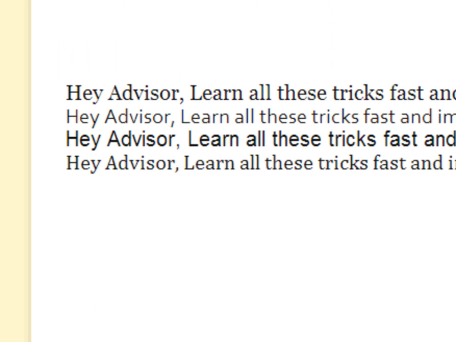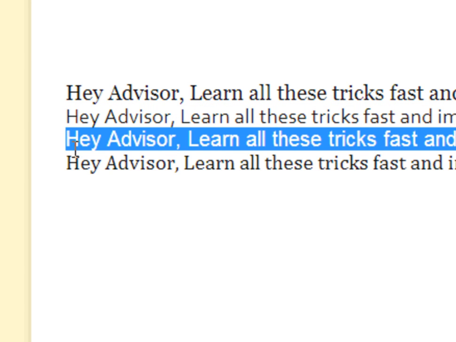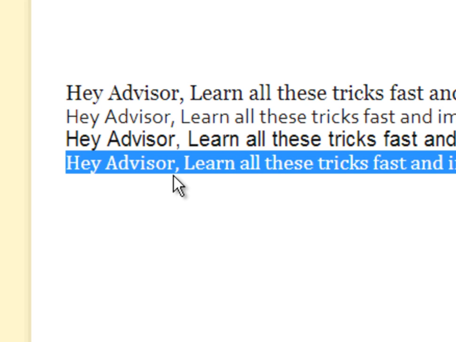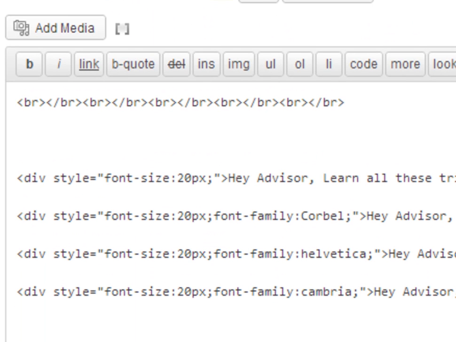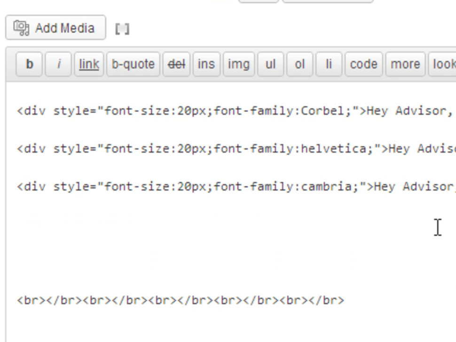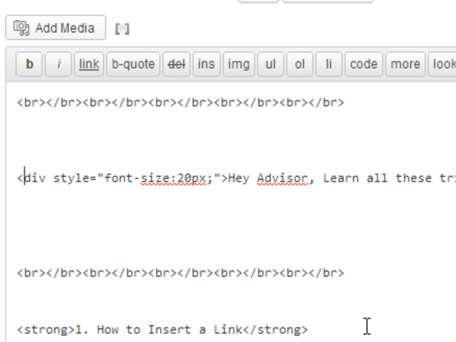Okay, so can you see the changes now? The first one is the normal one. The second one is Corbel. Then it is Helvetica, and then finally it is Cambria. Okay, so this way you can change the font of something. Now what else did we have to learn? Okay, color. Now I'll just remove these things. I hope you have understood how to change the font.